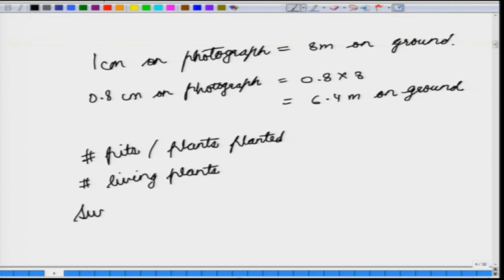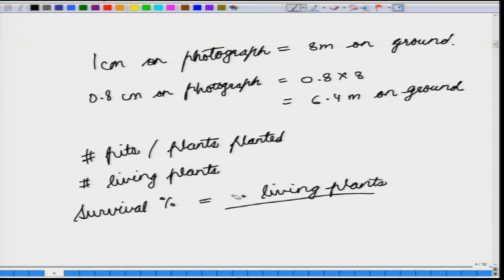And your survival percentage is given by number of living plants divided by number of plants planted into 100%. So, in this case again we are using the technique of photogrammetry to measure something. So, we are trying to measure the survival of the plants that were planted in that particular plantation.